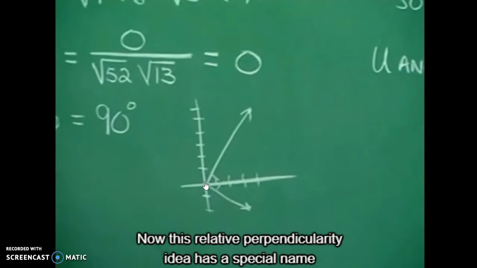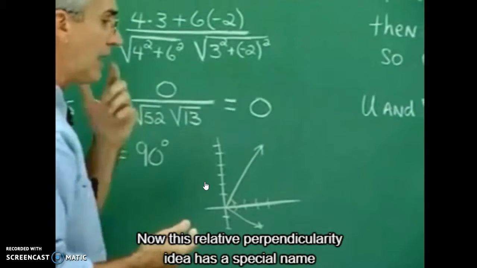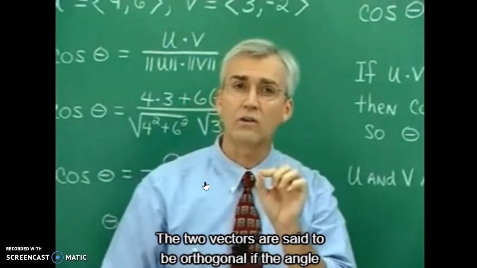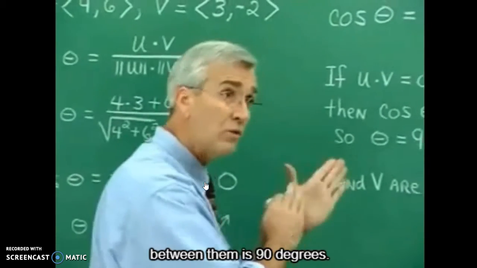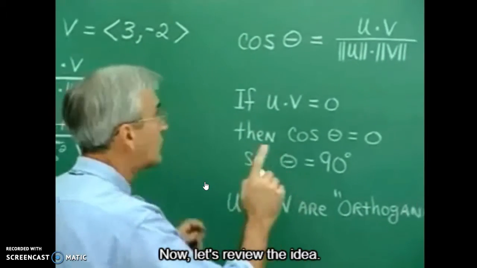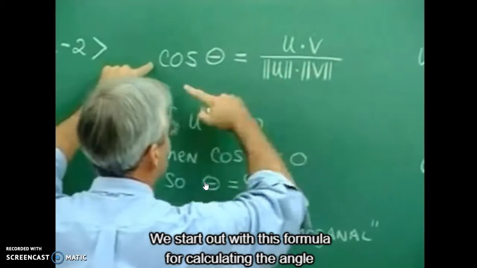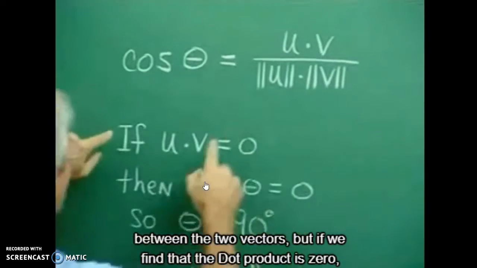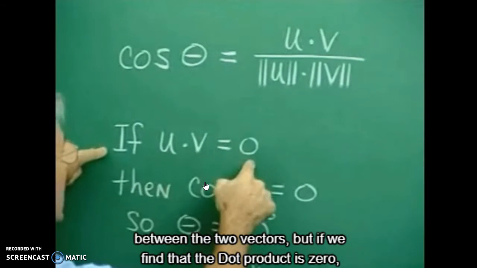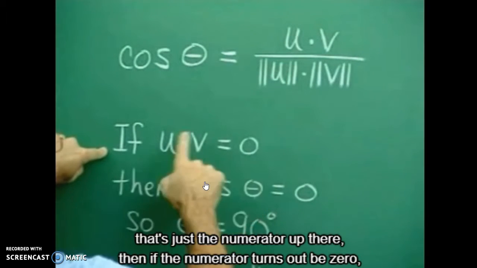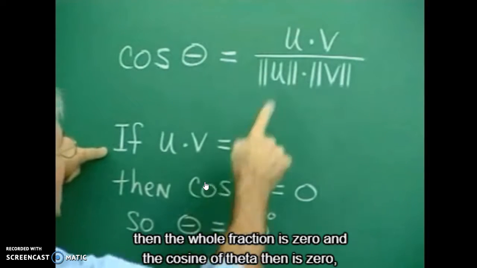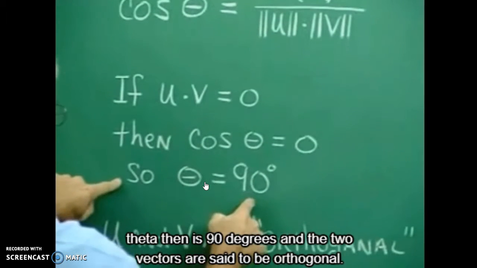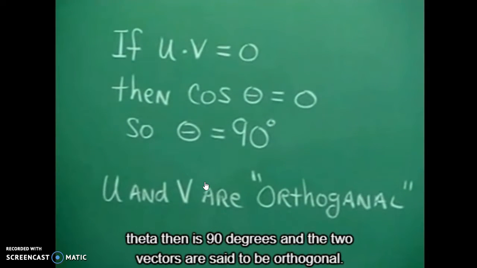Now, this relative perpendicularity idea has a special name in trigonometry. It's called orthogonal. The two vectors are said to be orthogonal if the angle between them is 90 degrees. Now, let's review the idea. We start out with this formula for calculating the angle between the two vectors, but if we find that the dot product is 0, that's just the numerator up there, then the whole fraction is 0, and the cosine of theta then is 0. Theta then is 90 degrees, and the two vectors are said to be orthogonal.